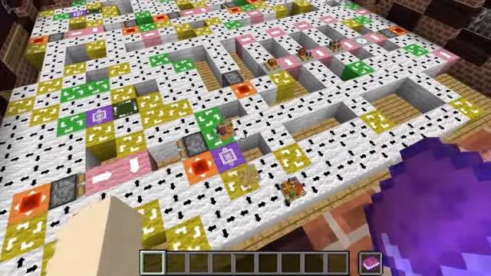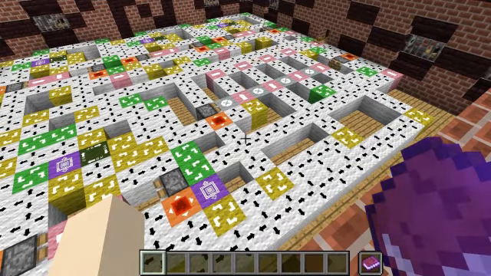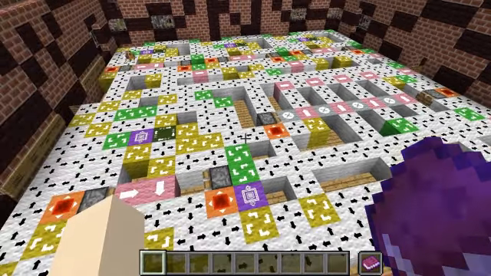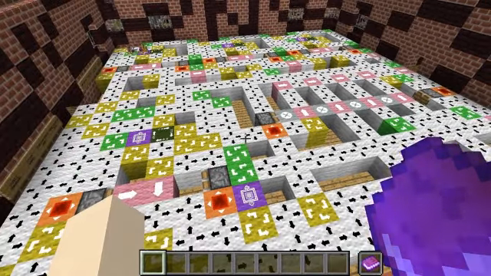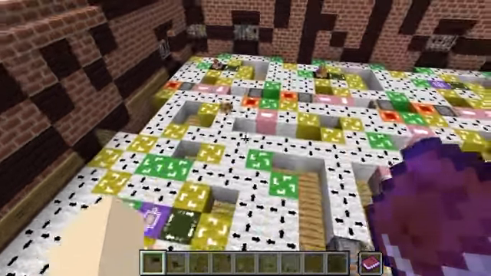This is the one I'm worried about. And there goes the 5. The 4 is in place. Oh, I did it. I did it. Oh my gosh, that's awesome. It worked. It really worked. Oh my gosh.